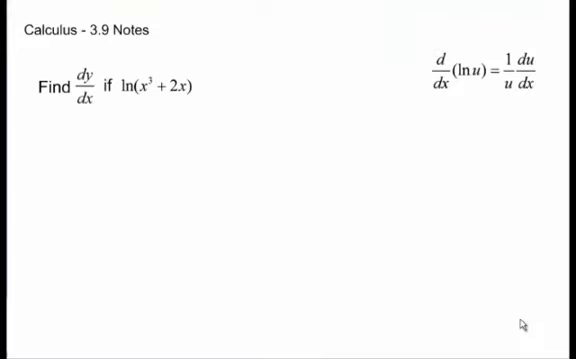Okay, so what we want to do is find the derivative of the natural log of x cubed plus 2x. We've got our natural log rule over here. The natural log rule is not bad either. It's just 1 over whatever's inside the natural log times the derivative of that thing. So if I'm looking for dy dx on this, then I let my u equal x cubed plus 2x.